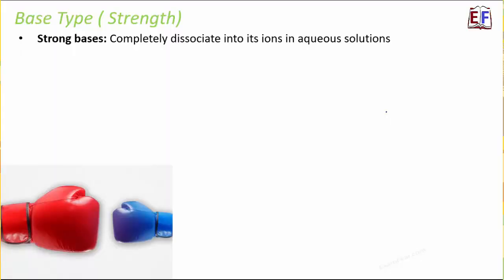Just like strong acids and weak acids, strong bases completely dissociate into their ions in aqueous solution. So whether it is a strong base or a strong acid, they completely dissociate. Examples of strong bases are sodium hydroxide and potassium hydroxide. If you look at NaOH, it completely dissociates to form Na+ and OH- ions.